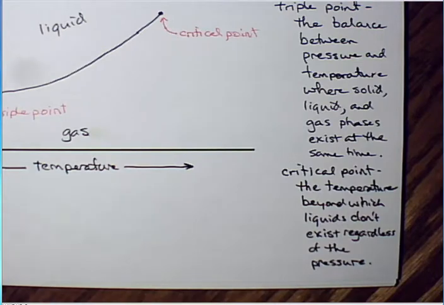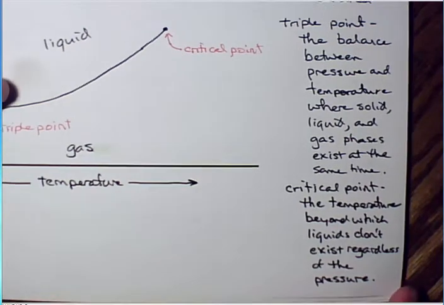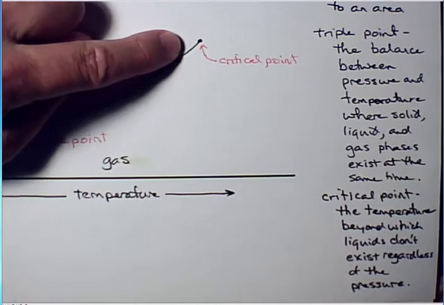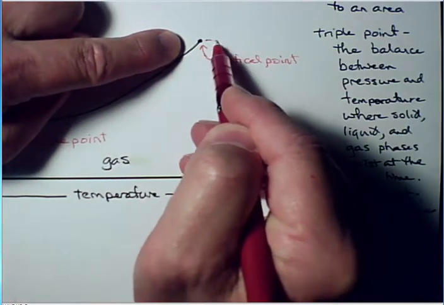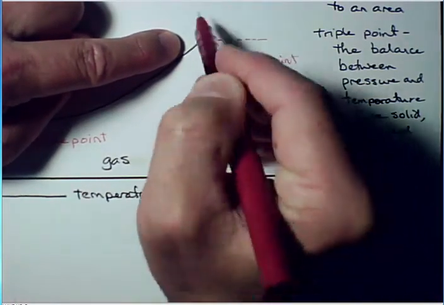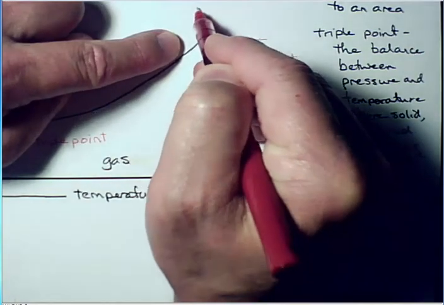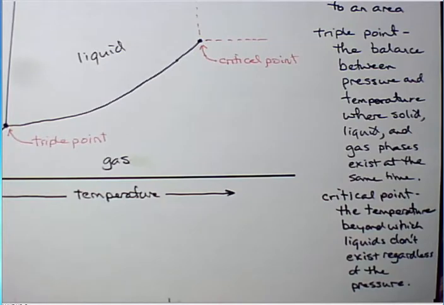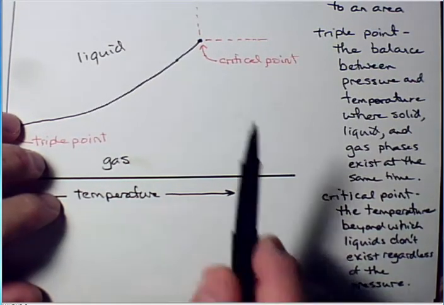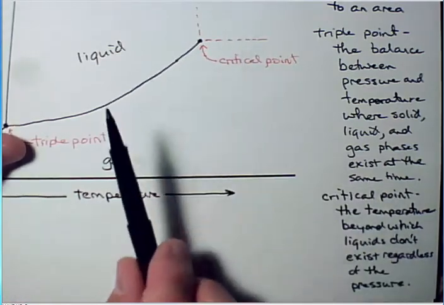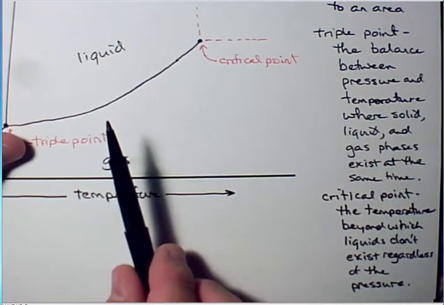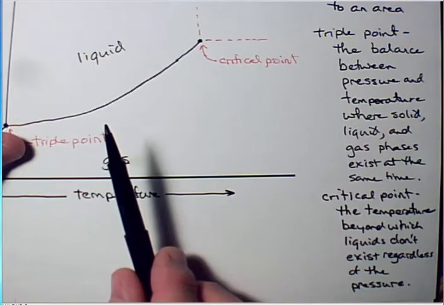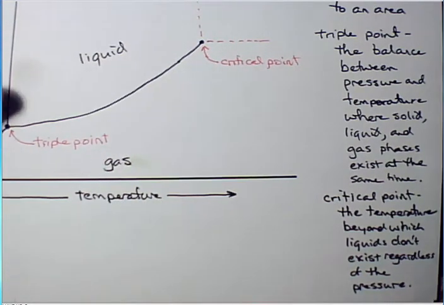Okay? So beyond this point right here, doesn't matter how much pressure we have, there's not going to be a liquid. Okay? So this stuff up here is unique. Well, it is a gas, but it's a special kind of gas. So we're going to give it a special name. Okay?